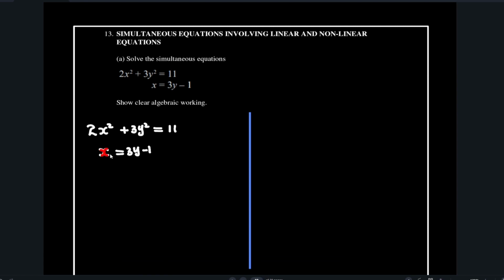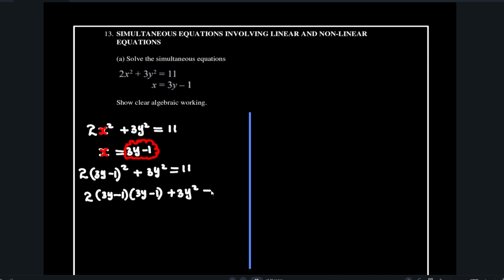The second equation is this. So whenever we have x, we're going to replace that with this. Substitute this one here anywhere you have x, and this is going to be now 2 into (3y minus 1) squared plus 3y squared equals 11. So this is going to be 2 into, if we expand this, what are we going to get? Just try to expand whatever we have here.